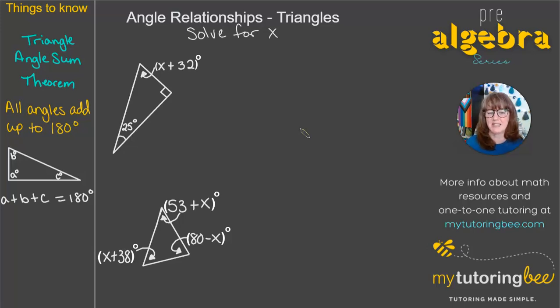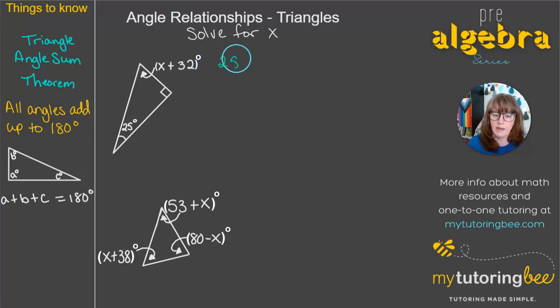All right, let's go ahead and get into these two problems. So in this one, we are being asked to solve for x. We're actually given algebraic expressions instead of just the angle measurements themselves. So it looks like this angle here is x plus 32. This angle has that little square in it, so that means it's 90 degrees. And then our smaller angle down here is 25 degrees. So we need to set up an equation and solve for x.